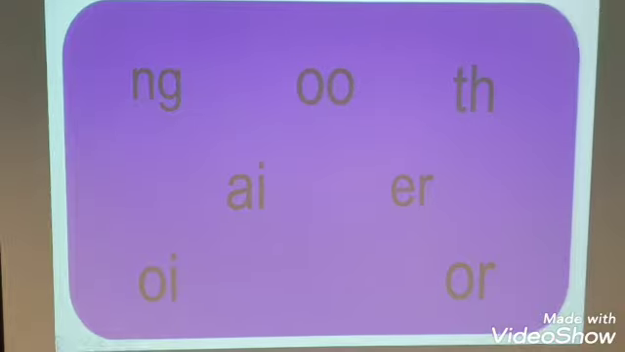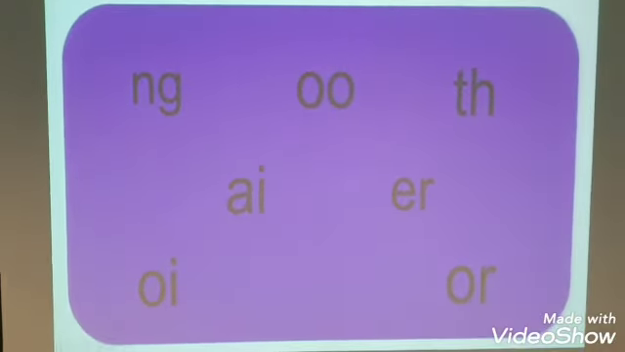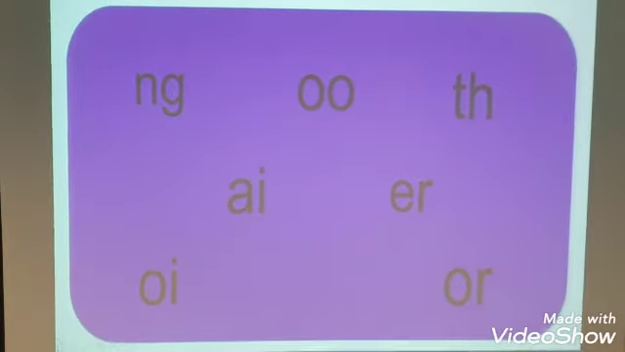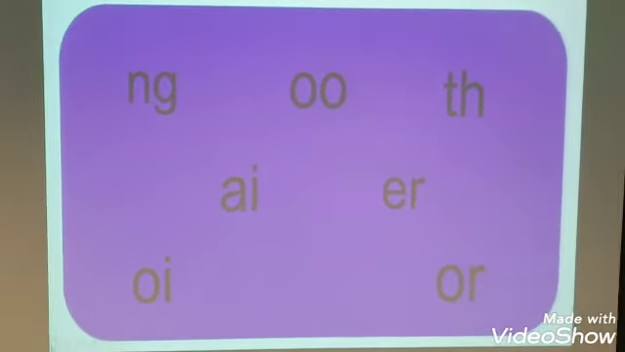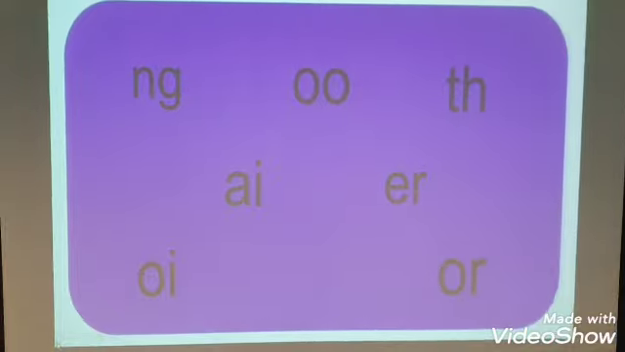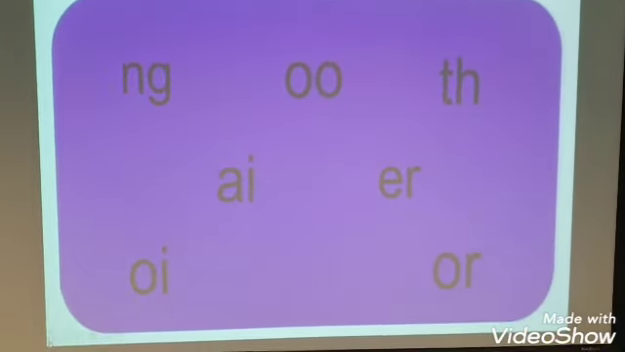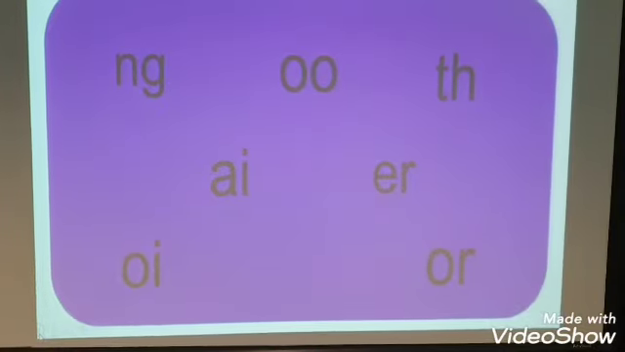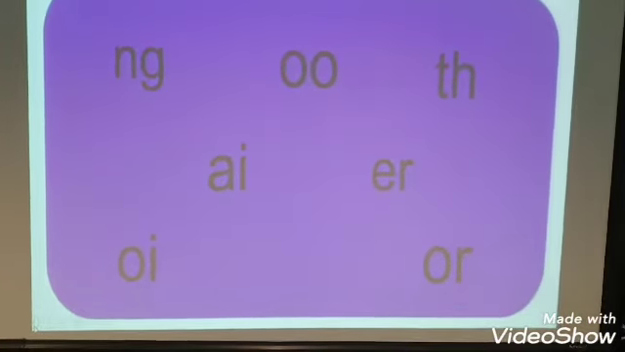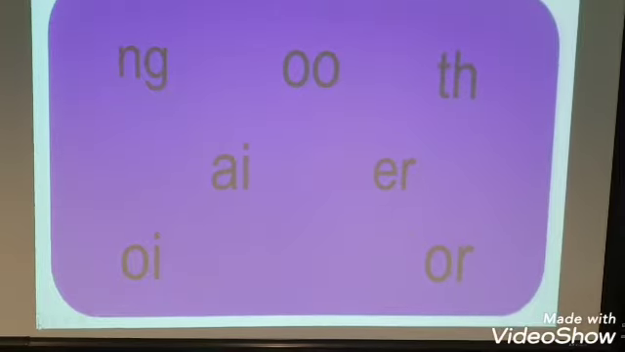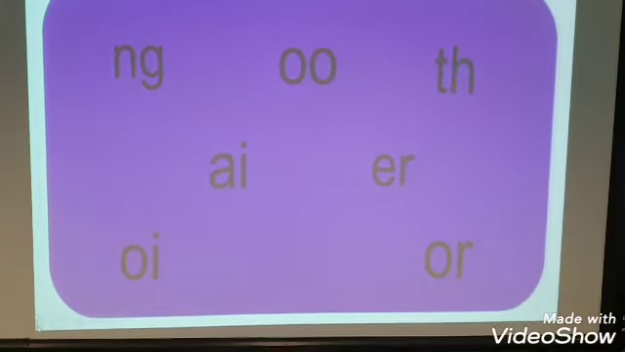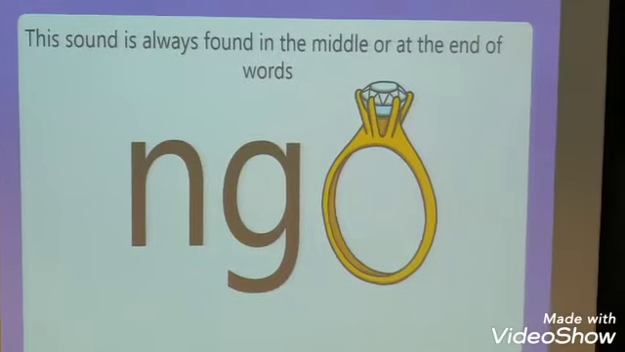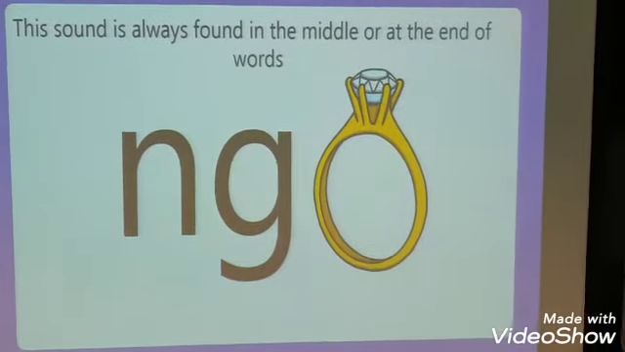Have a look and see if you can name any of the sounds that are on your screen. Remember, if you don't feel that you have enough time, please pause the video and then point out all of the different sounds. Right, the sounds are ng, ook, ai, oi, or. Now, our first sound today is ng.